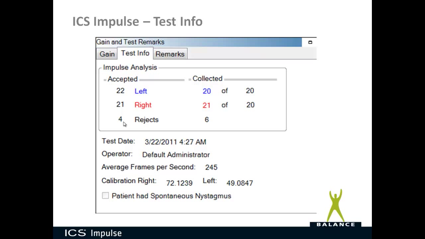So what is collected is what you see on your collection screen until you get your 20 on the left, 20 on the right. What's in the accepted is actually what is presented in the 2D and 3D graphs. On this test info tab, you also have the test date and time, who the operator was, what the average frame rate was for that test, what the calibration values were, and if you checked that the patient had spontaneous nystagmus, then this box would be checked.